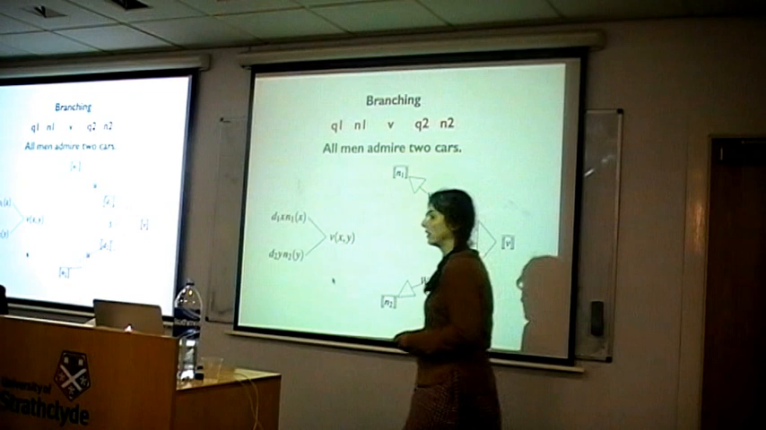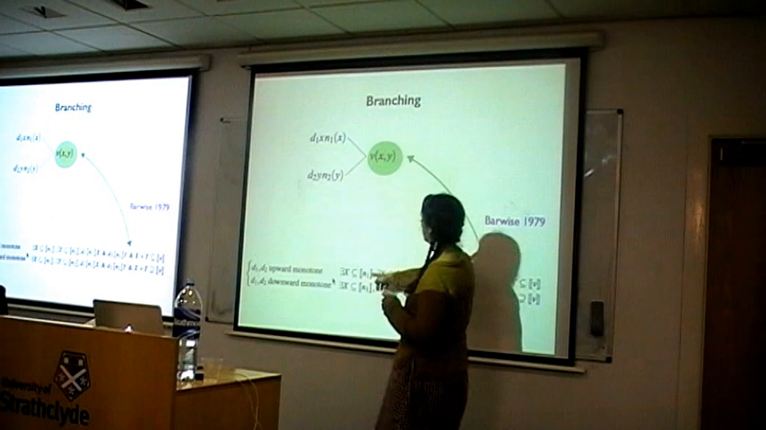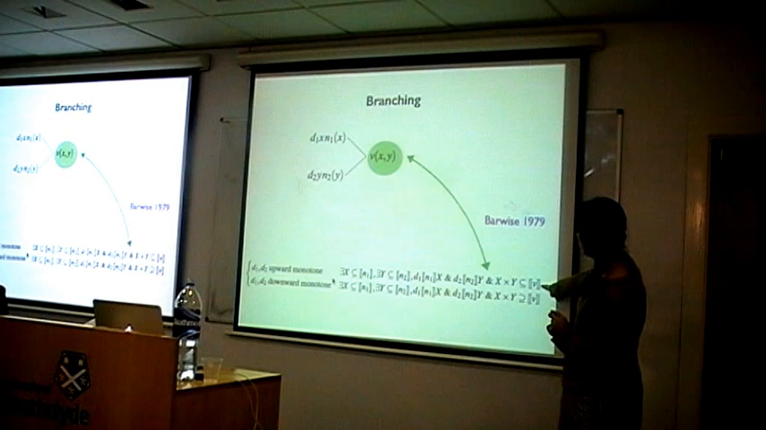What makes it work is that Barwise defined in 79 what the semantics of your verb is, to get these two different quantification orders. So if D1 and D2 are monotone, this is what you have to do. And if D1 and D2 are downward monotone, this is what you have to do.